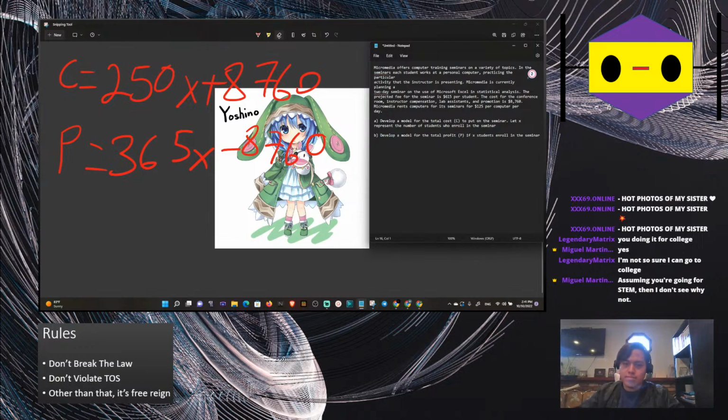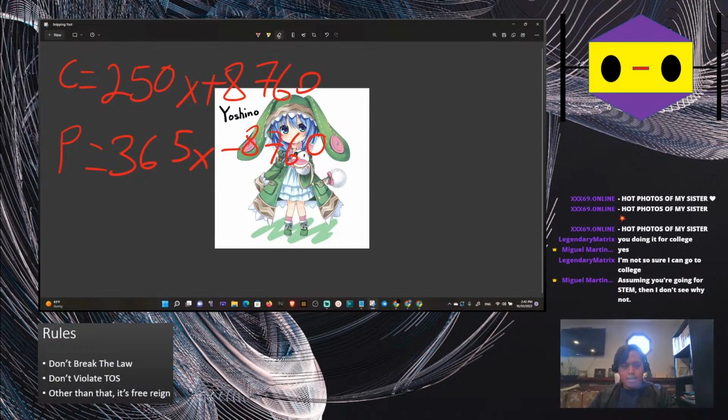Next part of the question. Micromedia has forecast an enrollment of 55 students for the seminar. How much profit will be earned if their forecast is accurate? So in other words, it's asking for P of 55, right? Essentially, the question is saying P of 55 equals what?